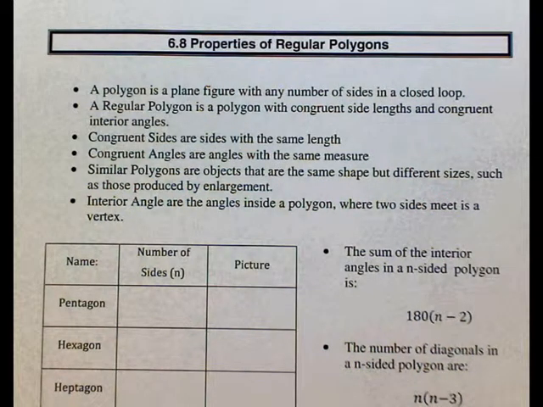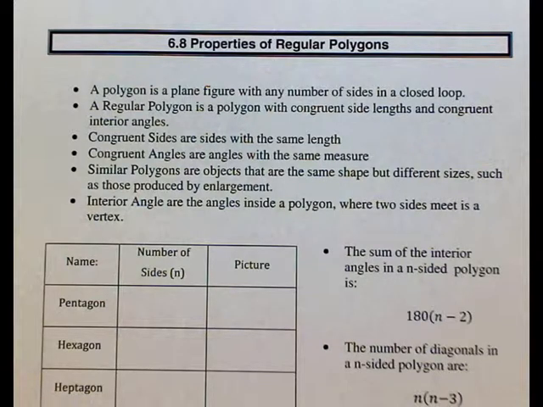6.8 Properties of regular polygons. Like we saw last lesson, a polygon is a plane figure with any number of sides in a closed loop. A regular polygon is a polygon with congruent side lengths and congruent interior angles.